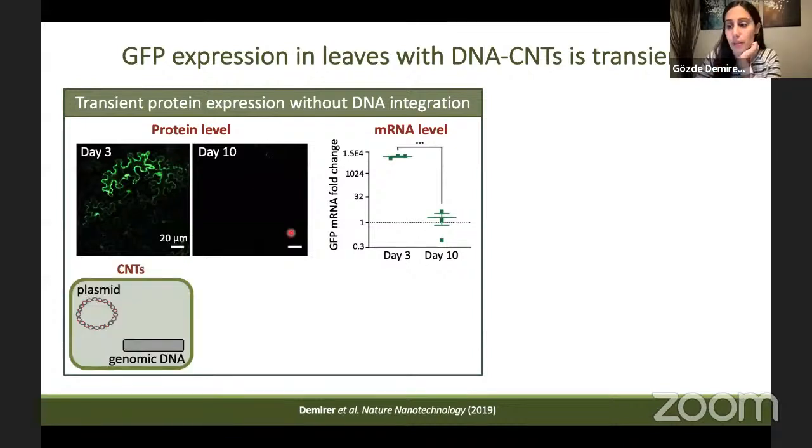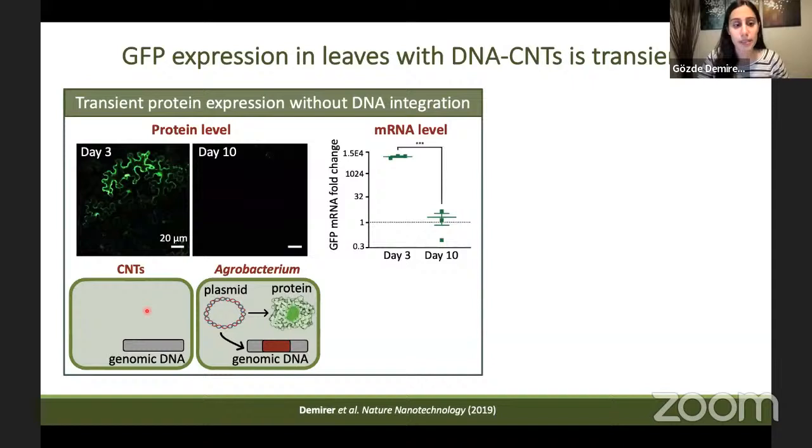So just to show this with a schematic, here when we deliver the plasmid with carbon nanotubes, it enters the plant cell and it makes the protein from the plasmid itself, but this plasmid does not get inserted into the plant genomic DNA. And over time, in 10 days, when the cells divide and this plasmid DNA degrades, we don't have any more plasmid DNA in those cells. In this case, we don't get any more of the protein expression.